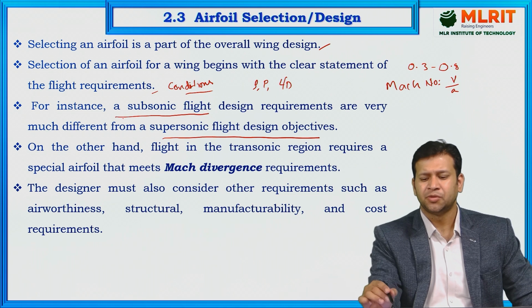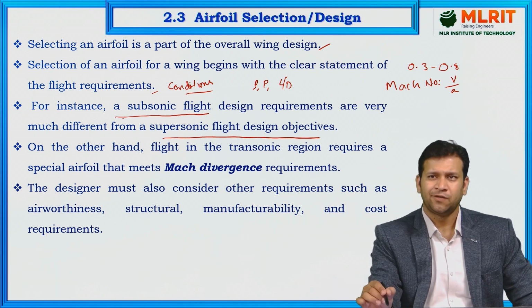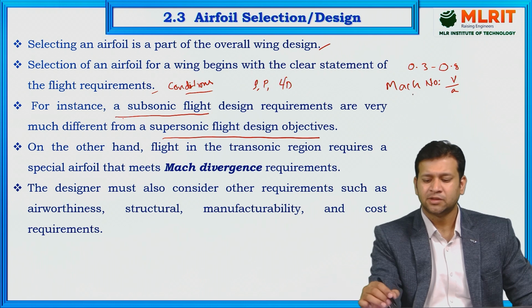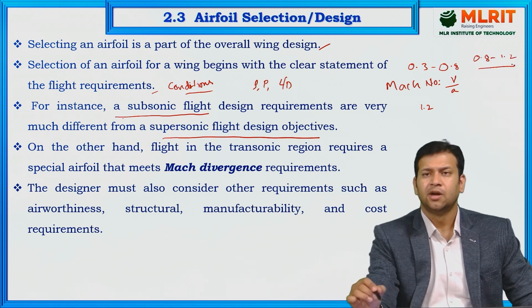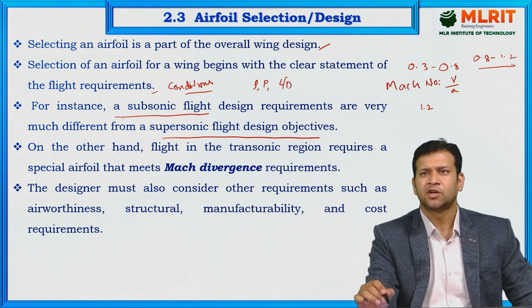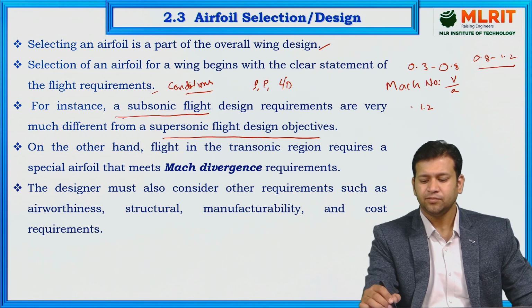So when this ratio is coming between 0.3 to 0.8, it is called subsonic flow, and supersonic flow is greater than 1.2. So if it is between 0.8 to 1.2, this is transonic flow. The Mach number is between 0.8 to 1.2, greater than 0.8 and less than 1.2, it falls under transonic, and greater than 1.2 is your supersonic.